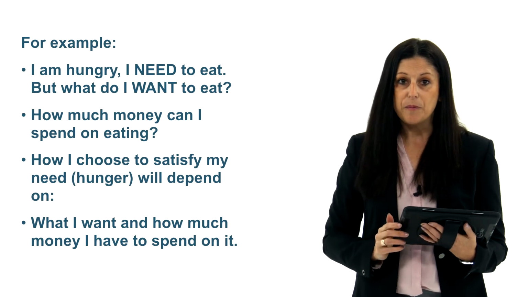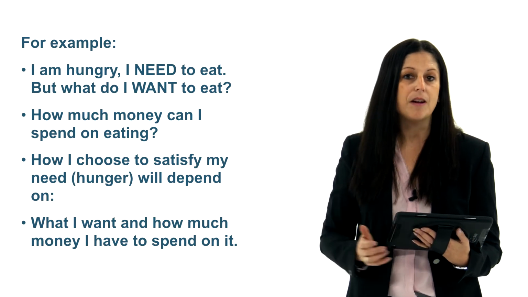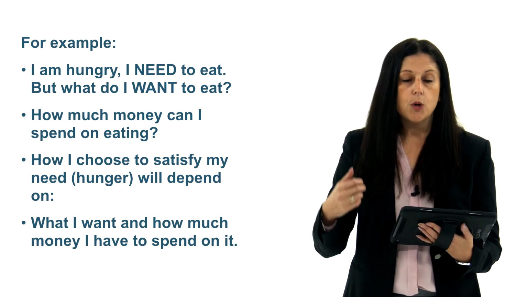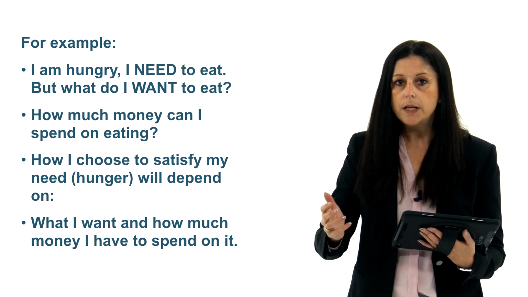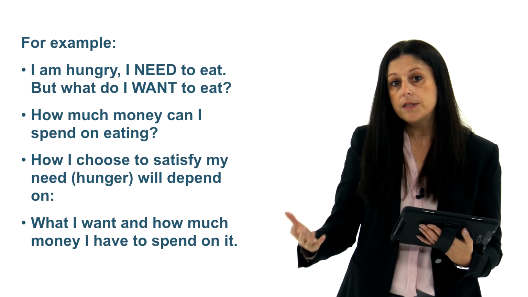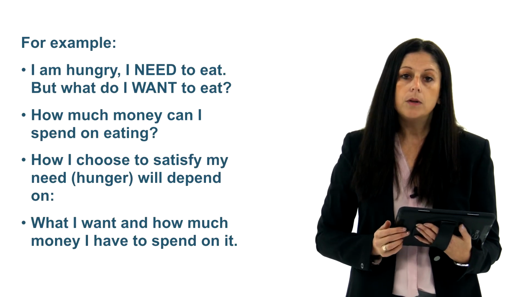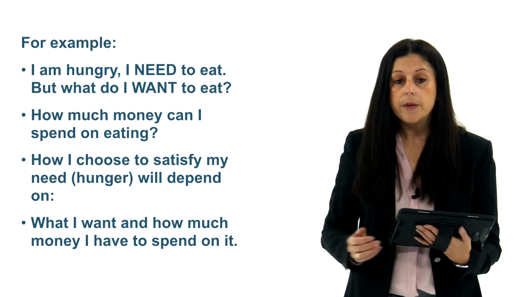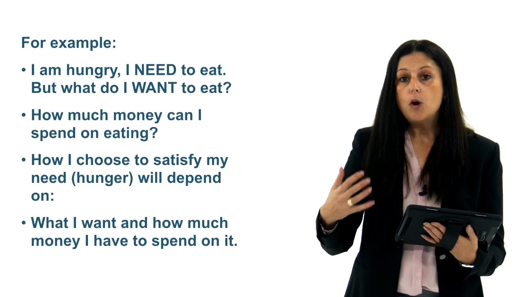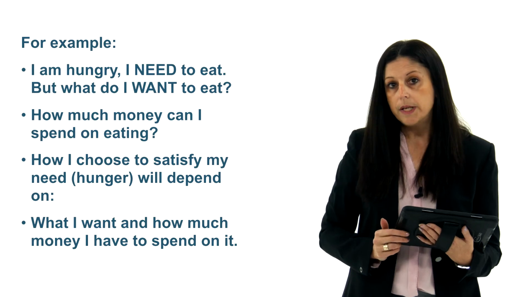So let's see another example. I'm hungry, okay? Hunger obviously is a very basic need. We all experience it at some point. And I need to eat. But how do I decide what I want to eat? So one of the questions will be, well, how much money can I spend on what I eat? Can I spend $50, $100, $10? And then how I choose to satisfy my need will depend on what I actually want to eat right now. Maybe I feel like I want to have a heavy meal, a warm meal, a salad. So all of these have to come into consideration when I make the decision to satisfy my need.